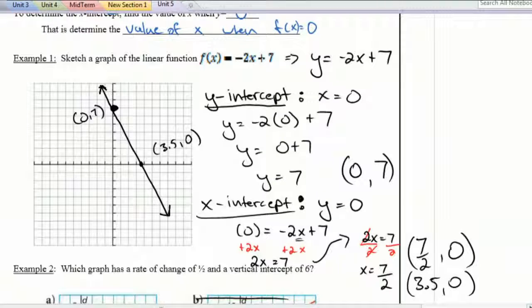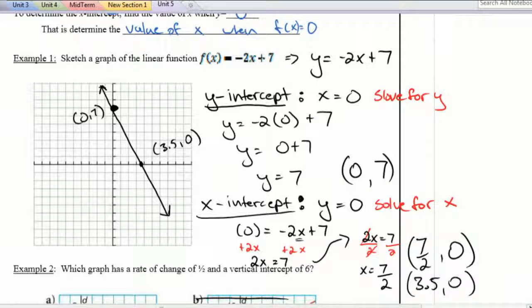So I'm looking at the y-intercept here. If I want to find my y-intercept, I make x equal to 0 and then solve for y. And same thing down here for the x-intercept. I make y equal to 0, then solve for x. So this is a process that you're going to use to figure out what the line looks like.